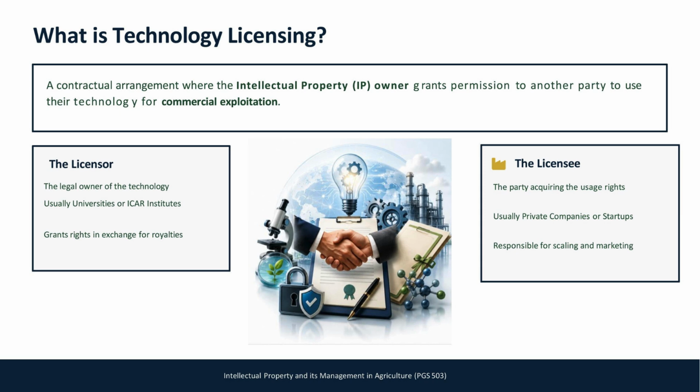The first is the licensor, the legal owner of the technology, usually universities or ICAR institutes, grants rights in exchange for royalties. This means the licensor owns the technology and permits others to use it while receiving royalty payments. The second is the licensee, the party acquiring the usage rights, usually private companies or startups, responsible for scaling and marketing. The licensee takes the technology and converts it into products or services that can reach the market.